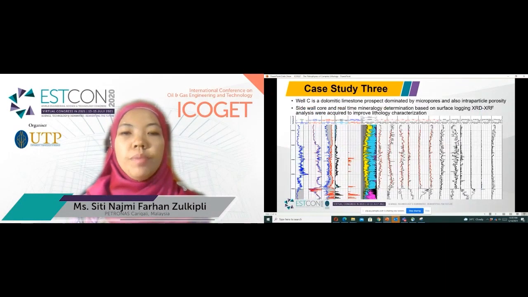Case study number 3 involves well C, which is drilled through complex dolomitic limestone layers. In this well, extensive sidewall core data and also real-time mineralogy analysis based on the cuttings, XRD and XRF analysis, was conducted. And the logs displayed here show how the petrophysical interpretation in terms of lithology and mineralogy has been calibrated very well to the core data as well as the real-time mineralogy analysis.